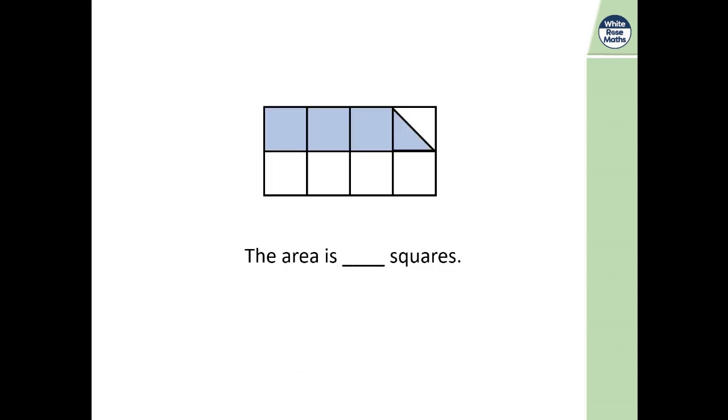What about the area of this one? We're going to be looking at the blue shaded area. You can see here that we have 3 whole squares. So we're going to write down the whole squares first. Then at the end, we have 1 square that is only half shaded. So we can say it is 3 and a half.